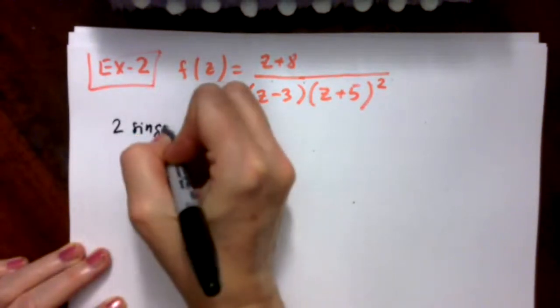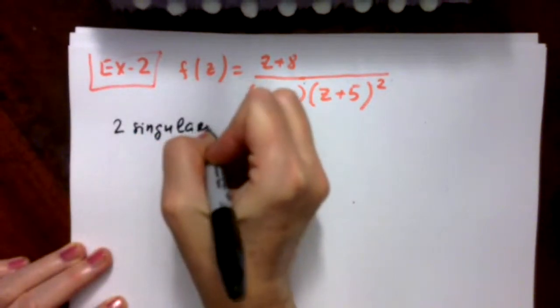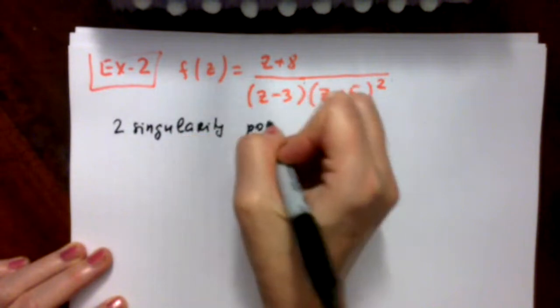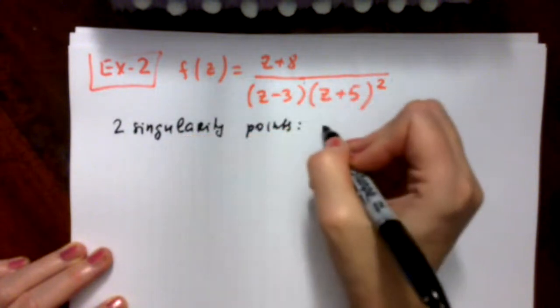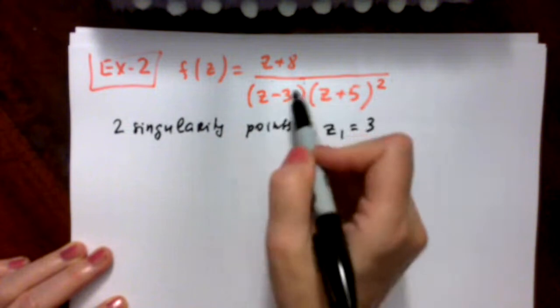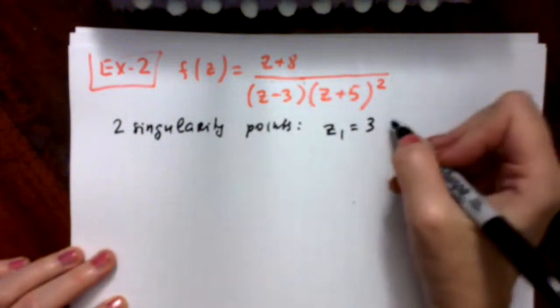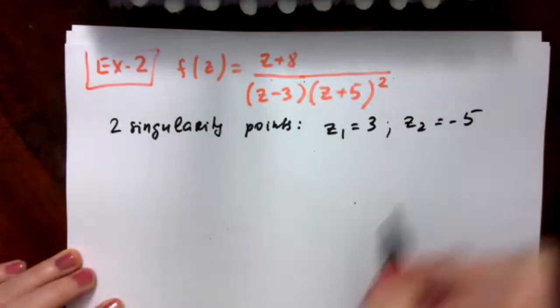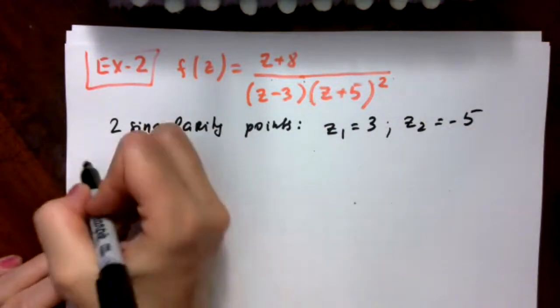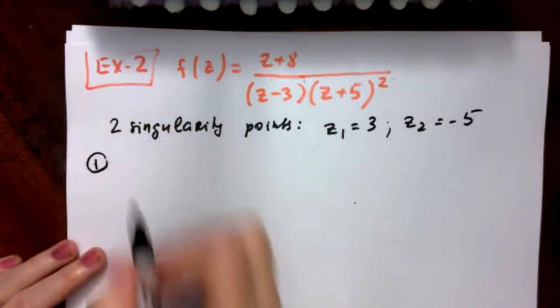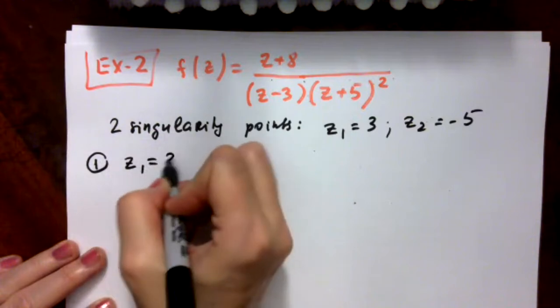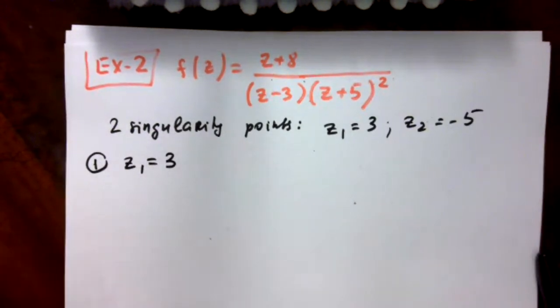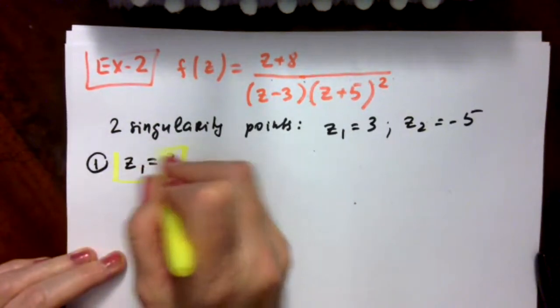So we spotted 2 singularity points. z1 is 3, because that's when this expression turns into 0, and z2 is equal to minus 5. We need to deal with these 2 points separately, one by one. So let's start with z1 equal to 3. This is our first singularity point.